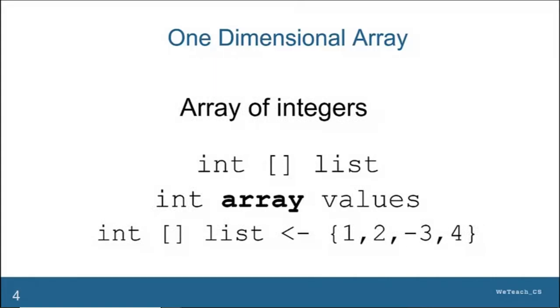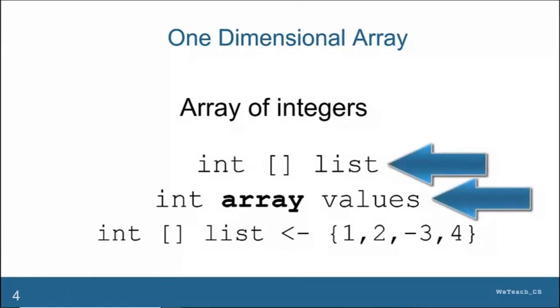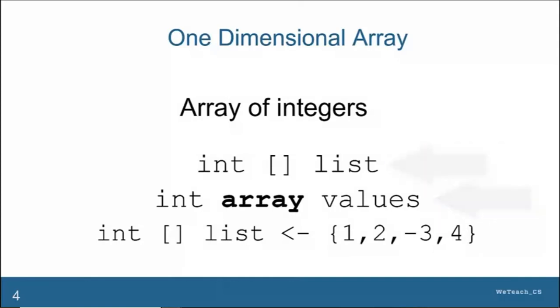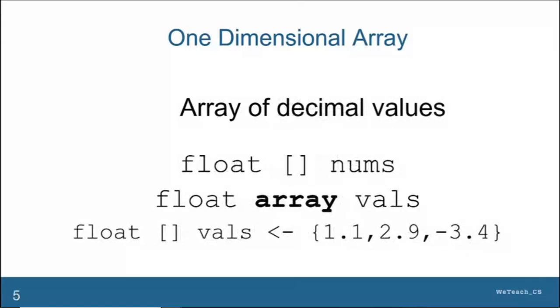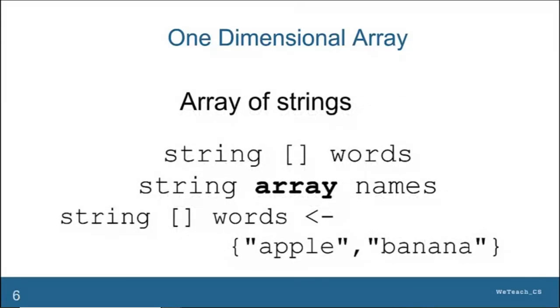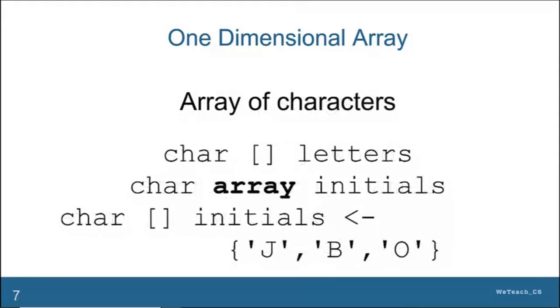Here are some examples of arrays. As you can see, there are two ways you might see an array declared, either using the square brackets, as in this first example, or by using the word array to indicate it. The last line shows a typical way to instantiate an array using the curly braces, with values inside separated by commas. The name you call the array is totally up to you, depending on the meaning you want it to indicate. Here are some other array types for decimals, strings, characters, or Boolean values.